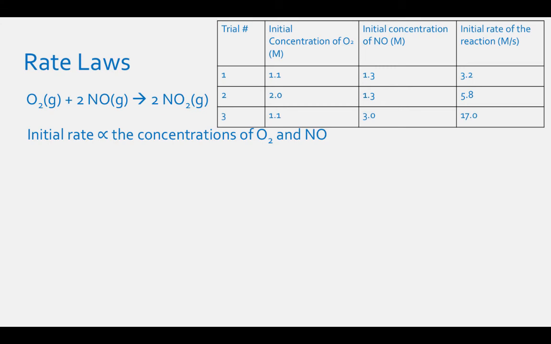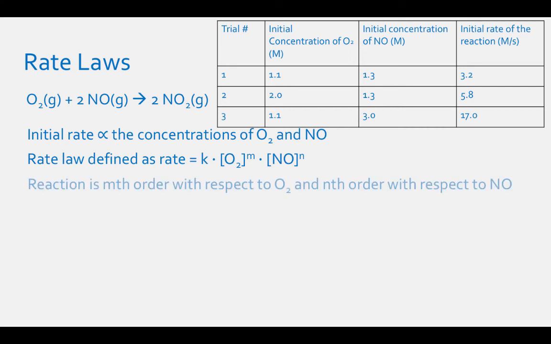We define the rate law as rate equals a constant k, called the rate constant and represented by a lowercase k, times the concentration of O2 raised to a power m, times the concentration of NO raised to a power n. We say that the reaction is mth order with respect to the O2 reactant and is nth order in NO concentration. So how do we find out what m and n, the reaction orders, are? This will have to be determined experimentally by looking at the data in the table.